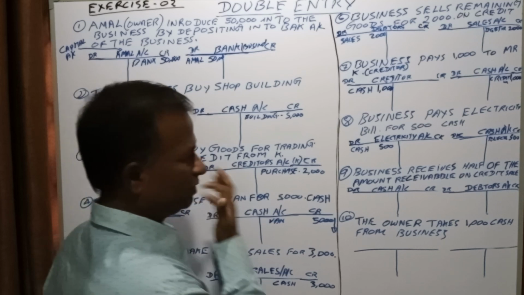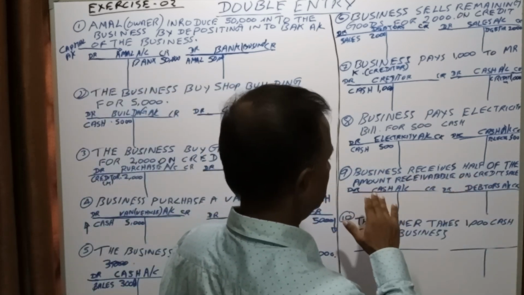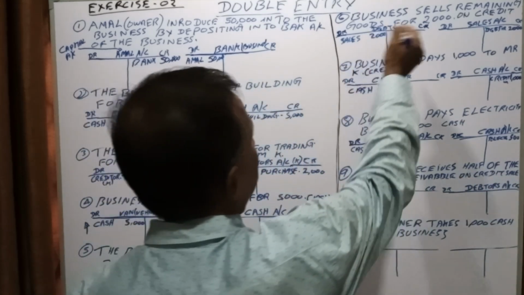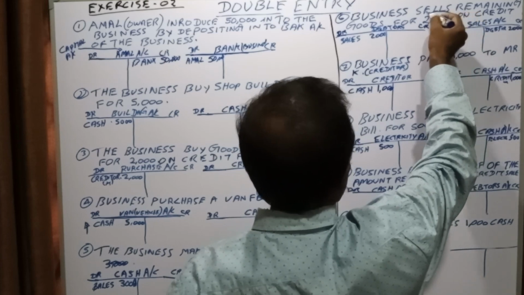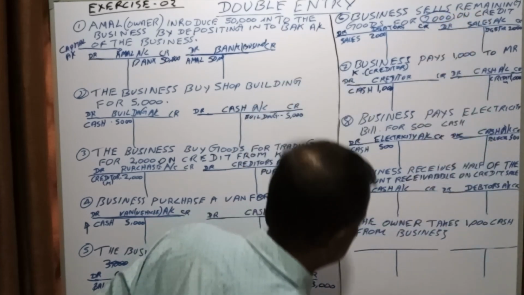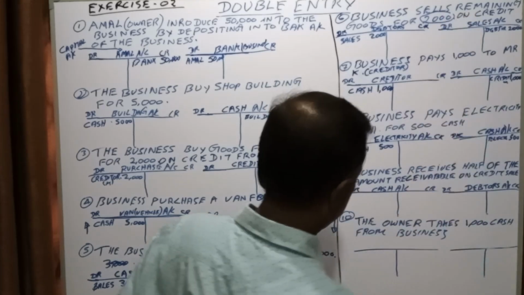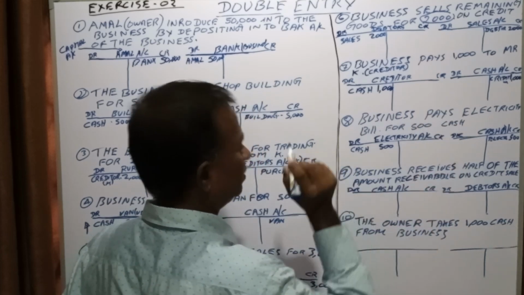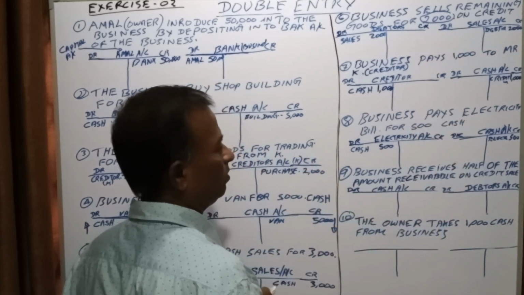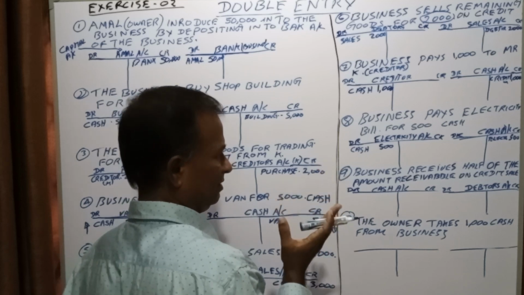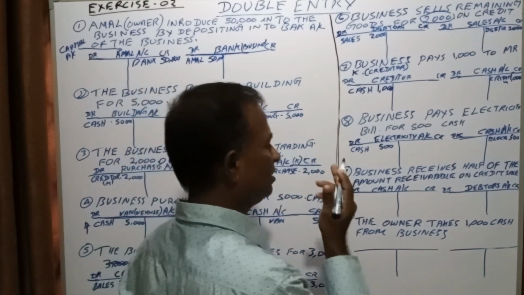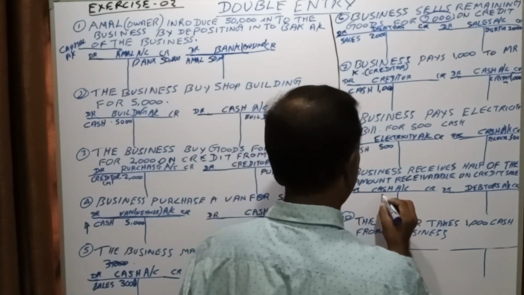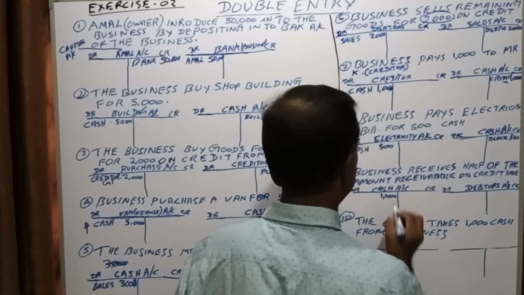So the business receives half of the account receivable on the credit sale, because the business has to receive 2000 rupees. Out of 2000, 50%, half of it you are going to receive. What is that amount? It is 1000. Okay, cash is increasing, right? When you are receiving cash, your asset is increasing, so the cash account has to be debited with 1000.